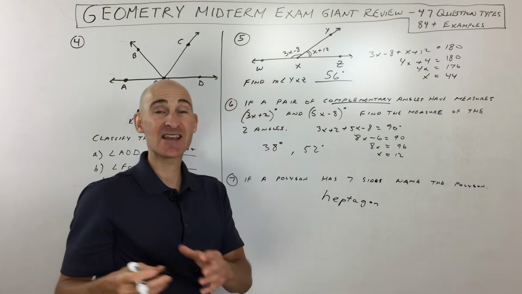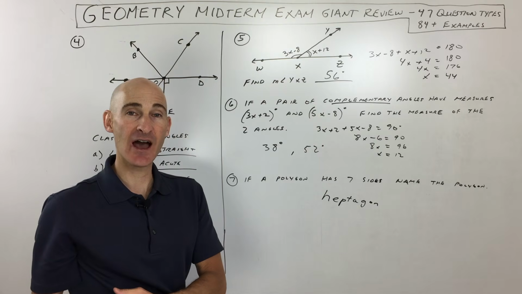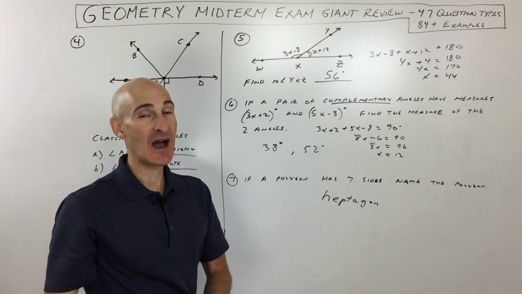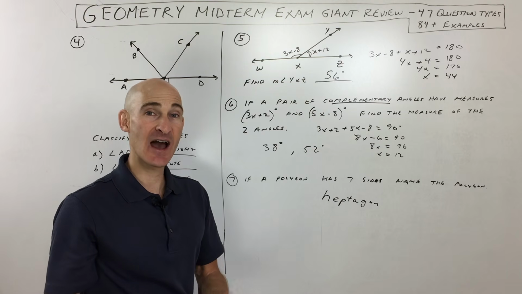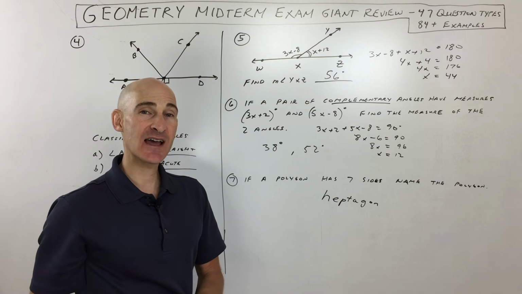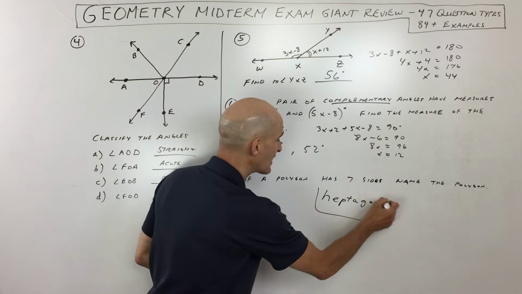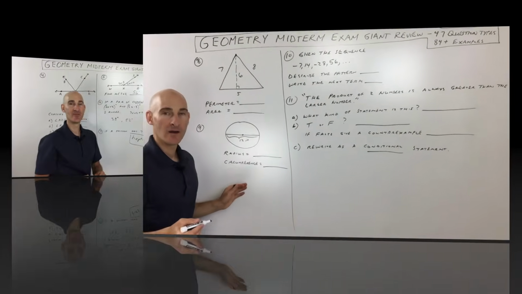Remember, 6 sides is a hexagon, 5 is a pentagon, 4 is a quadrilateral, 3 is a triangle. What's 8? Octagon. 9, nonagon, it kind of sounds like 9. 10, decagon, like 10 years in a decade. Okay, but in this case, 7 sides, heptagon, that's the one you want to put.